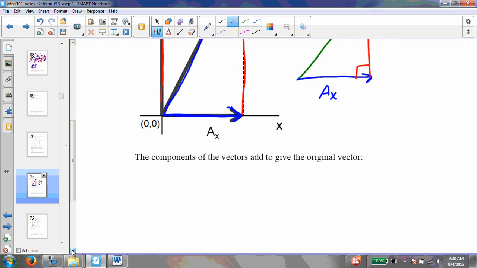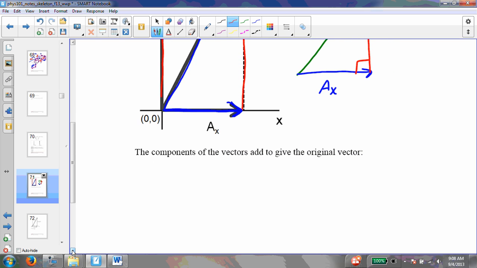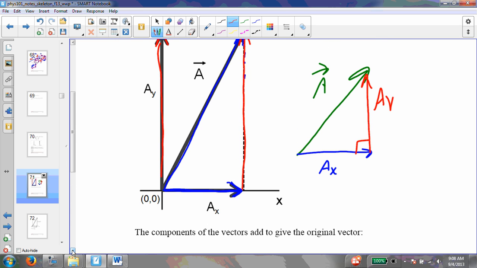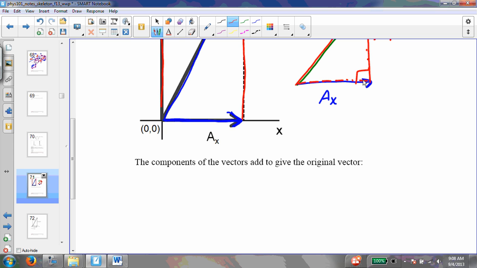And so we'll use some of our right angle trigonometry in order to determine what the values are for those. So the components of the vectors add to give the original vector. And just like we were doing before with the tail to tip, if I follow along here and then up to there, that's ax plus ay. The sum of those is going to be the vector A. So I can just write that as the vector ax plus the vector ay is equal to the vector A.